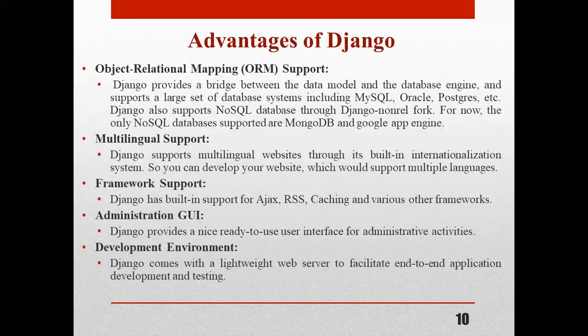Then the advantages. The first one is object relational mapping, that is ORM support. It provides a bridge between the data model and the database engine. Django supports a large set of database systems including MySQL, Oracle, Postgres. It also supports NoSQL databases through the Django non-rel fork. For now, the only NoSQL databases supported are MongoDB and the Google App Engine.